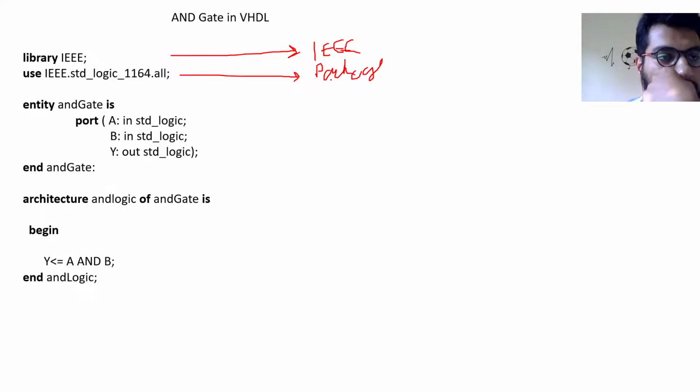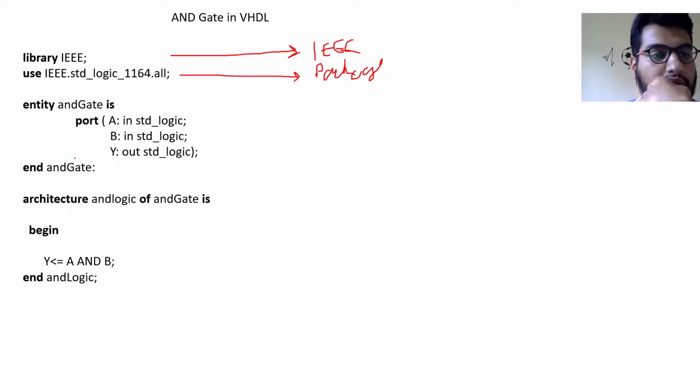So before we proceed to this entity and architecture portion, I have here some words that are in bold. I have library, use, entity, port, is, and they are in bold. The reason why they are in bold is that they are the keywords of this VHDL programming. So once I write entity, this program knows that I am calling this entity.